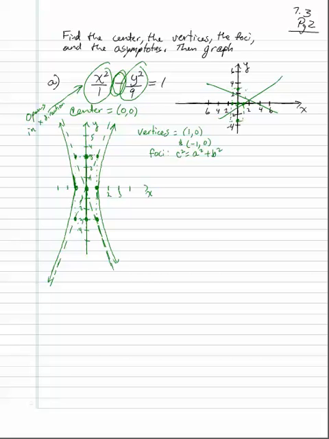So let's see, we're going to get c squared equals 1 plus 9. So c squared equals 10. So c is square root of 10. So we're going to add, subtract square root of 10 to the x coordinate because it's opening side to side. So it's going to be (square root of 10, 0) and (negative square root of 10, 0). Okay, so there's the foci.